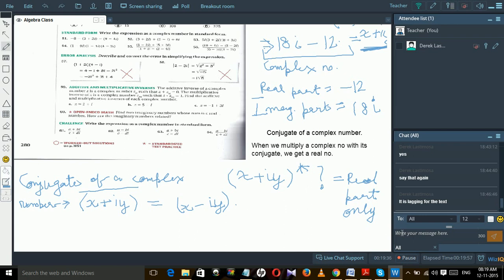It is lagging for the text. Okay, I didn't get that. Yeah, there might be some network connection errors or problems. So, is it visible to you clearly? Is it visible to you? Hello?